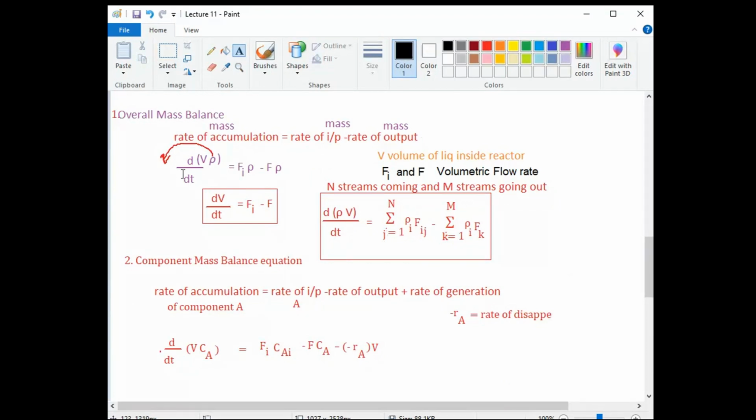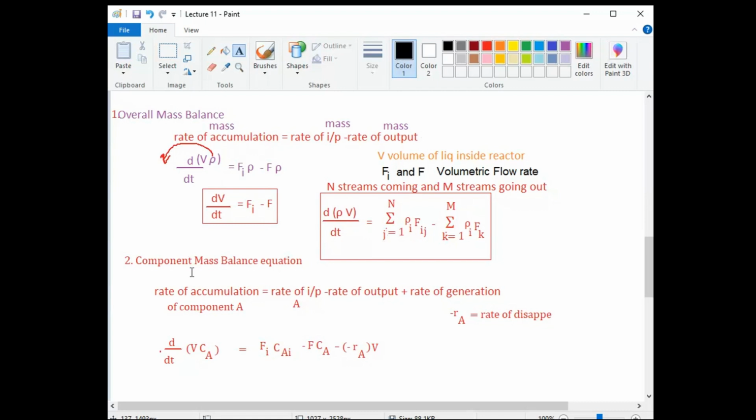So d by dt, V into rho, and on the right hand side we had rate of input minus rate of output. So Fi into rho minus F into rho. So finally we got dV by dt is equal to Fi minus F. Okay, so this was the mass balance equation.